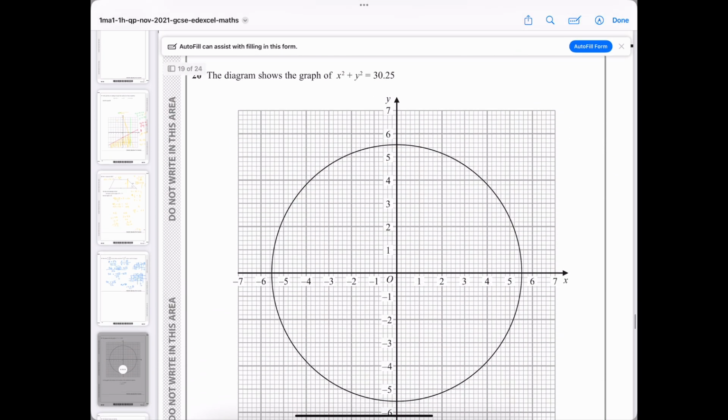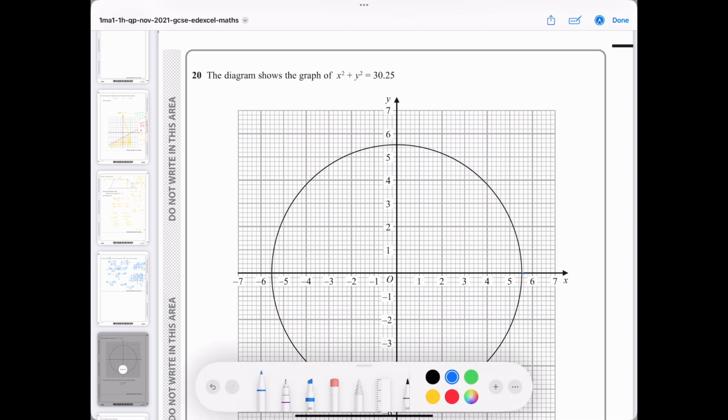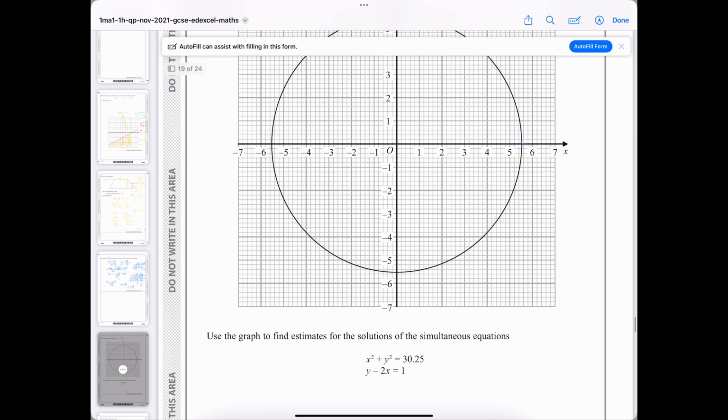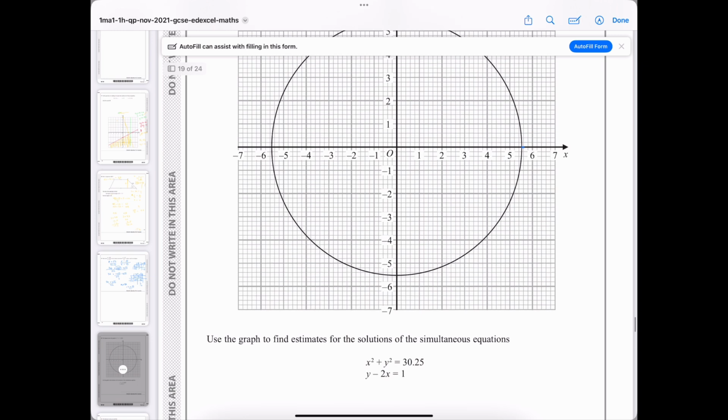Right, this shows a diagram of x squared plus y squared equals 30.25. So that means the square root of 30.25 is whatever that is, 5.5? Anyway, I think the word yeah should not really be included. Use the graph to find estimates for the solutions of the simultaneous equations.